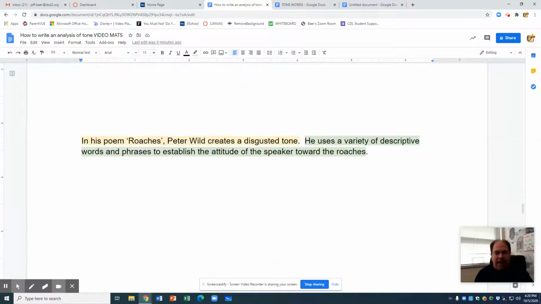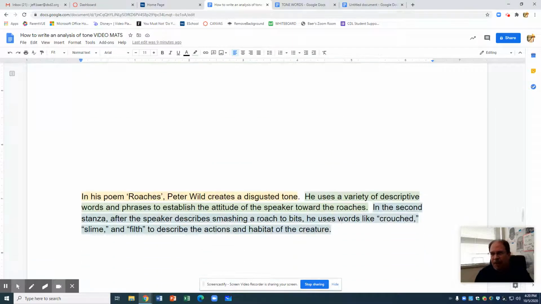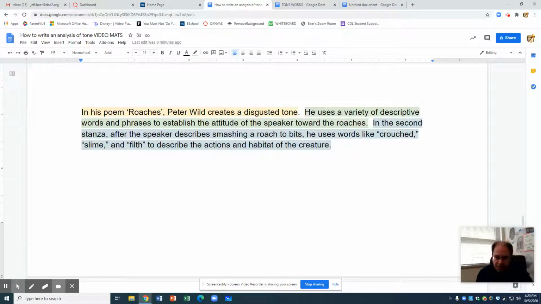So let's take a look at how I've worked in evidence, so I can model the proper format. Let's look at the third element, the element in blue, or the last sentence here on this paragraph. In the second stanza, that's called location, right? I've narrowed it down. Instead of talking about the entire poem, now we're going to narrow it down to the second stanza. So that's called location. After the speaker describes smashing a roach to bits, that's what's called context. I'm providing knowledge of what's already happened in the poem and what's going on when this example takes place. That's a really crucial thing for demonstrating your comprehension, your understanding of what the poem's all about.